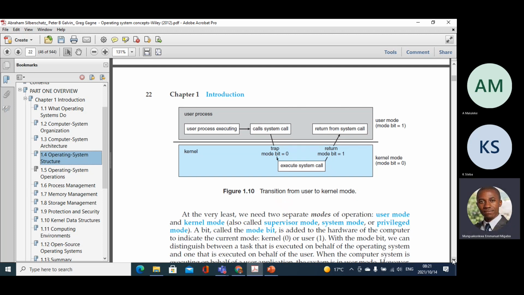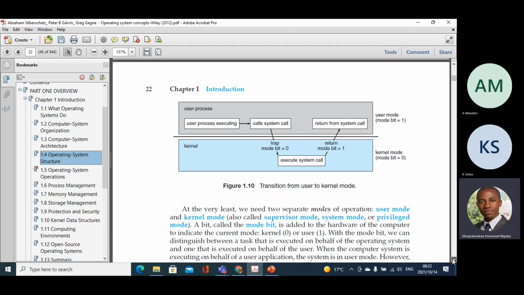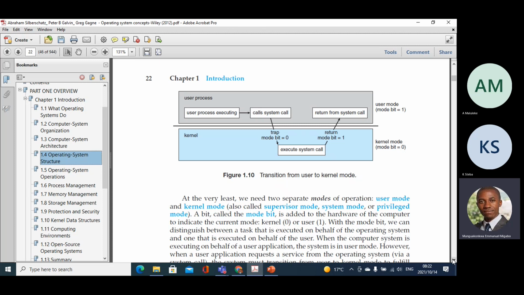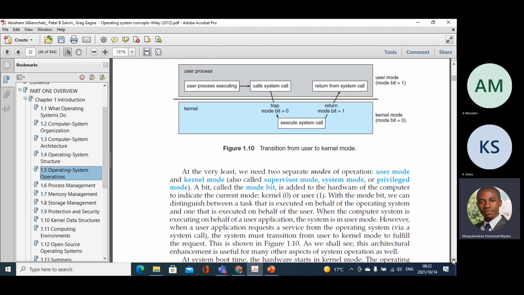we can distinguish between a task that is executed on behalf of the operating system, meaning a system task, and the one that is executed on behalf of the user, which is a user application task. When the computer system is executing on behalf of a user application, the system is in user mode, of course. However, when a user application requests a service from the operating system via what we call a system call, here the distinction is really between a system call and an instruction call, basically.